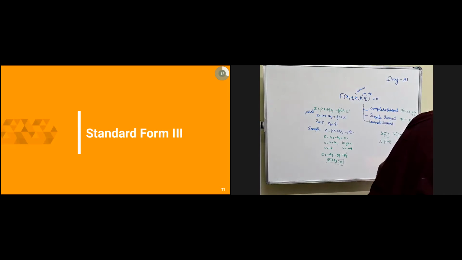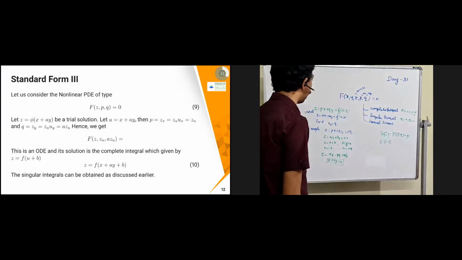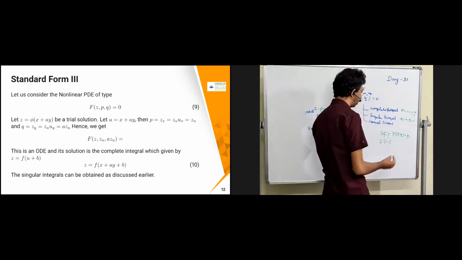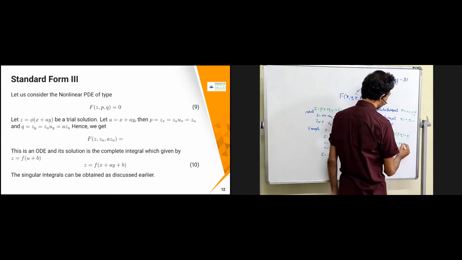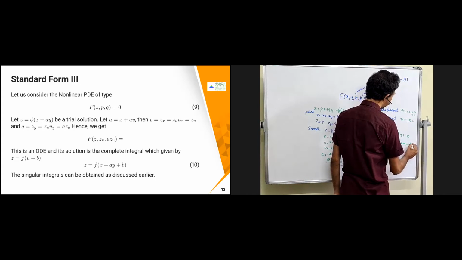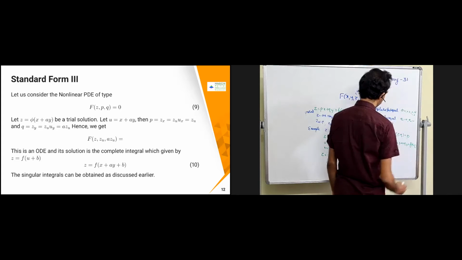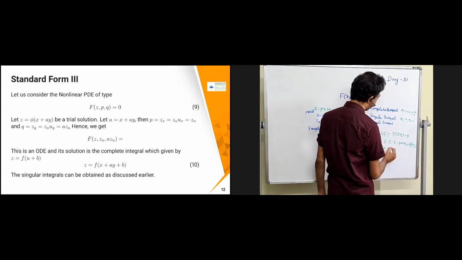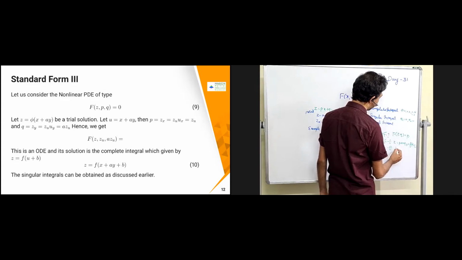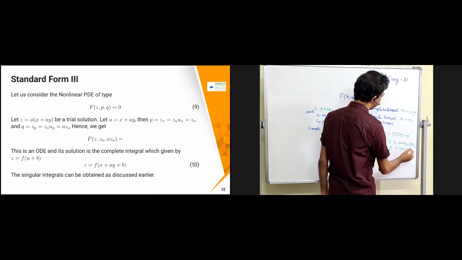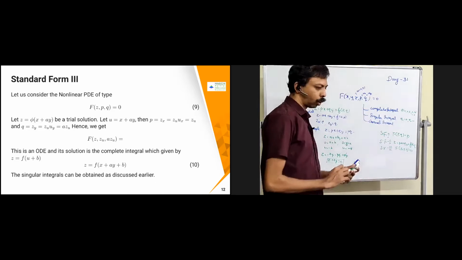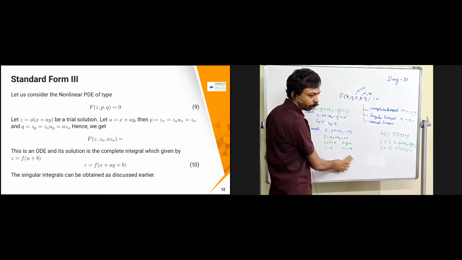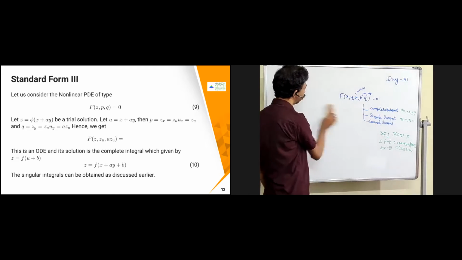Then standard form 3. So this is standard form 2, which is Clairaut's equation also: z equal to px plus qy plus f of p, q. Now standard form 3: here I have f of z, p, q equal to 0. This is the standard form. For this, once again, the same kind of things we need to do, but here we need to do some kind of substitutions.